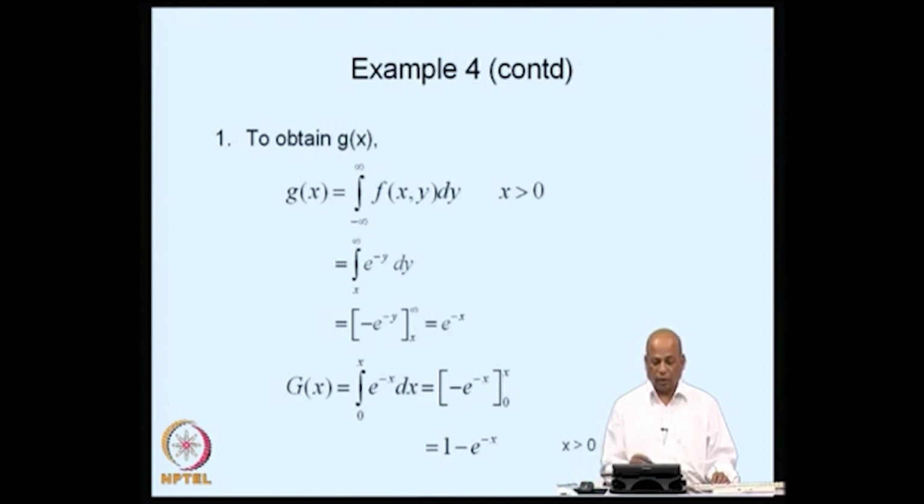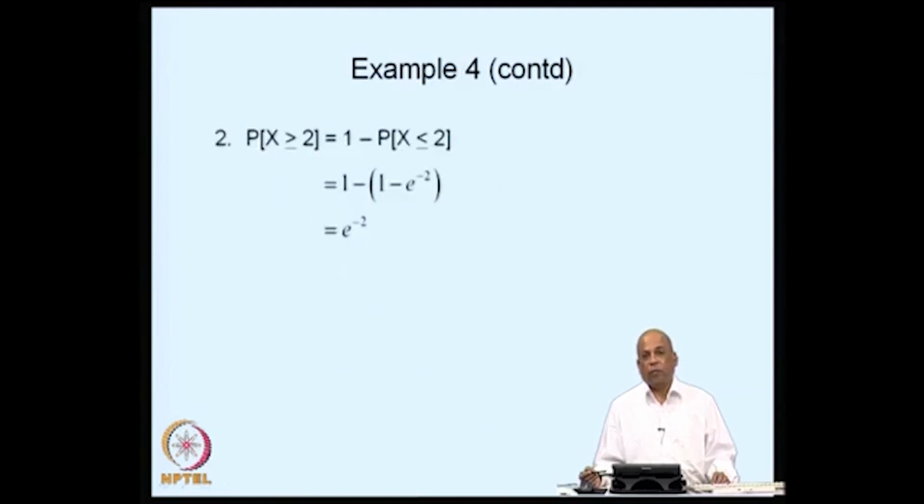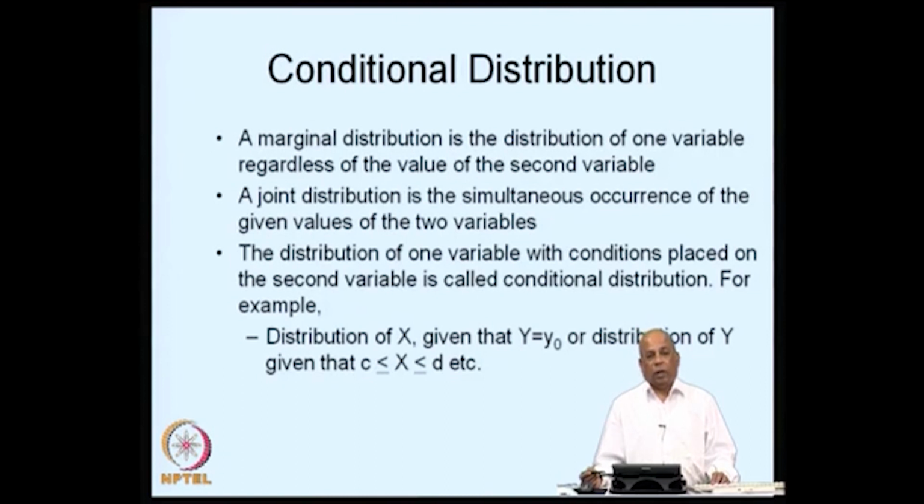From the marginal density, we obtain the CDF of X, that turns out to be 1 minus e to the power minus x, which is valid for x greater than 0. Once we get the marginal CDF, you can obtain any probabilities associated with that. So, probability of X being greater than or equal to 2 turns out to be e to the power minus 2 as shown here.